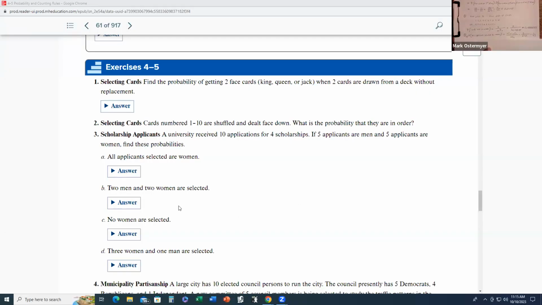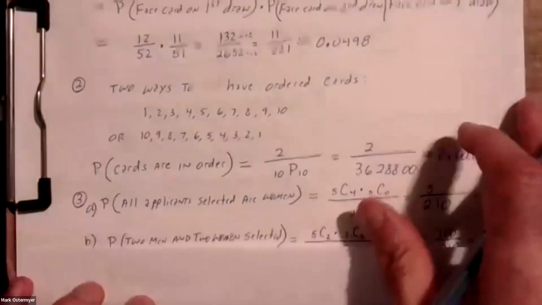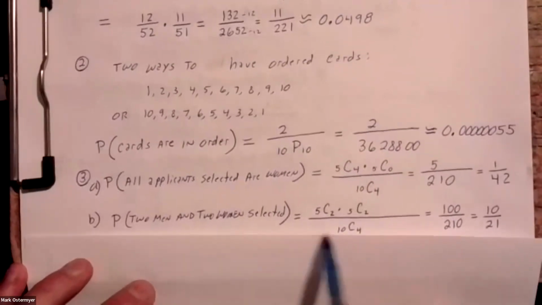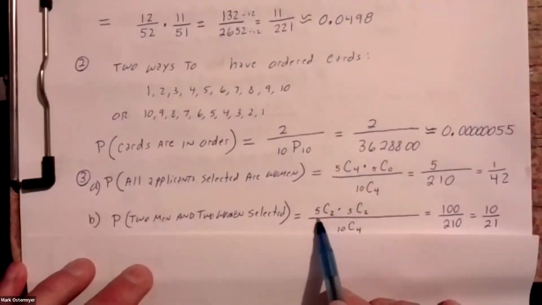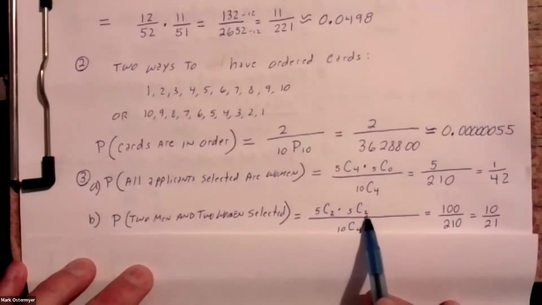All right, for B, it says, what's the probability of selecting 2 men and 2 women? So the probability of selecting 2 men and 2 women, how many different ways from 5 women can we select 2 if order does not matter? That'd be 5 in combination with 2, times how many ways from 5 men can we select 2 men? That'd be 5 in combination with 2.